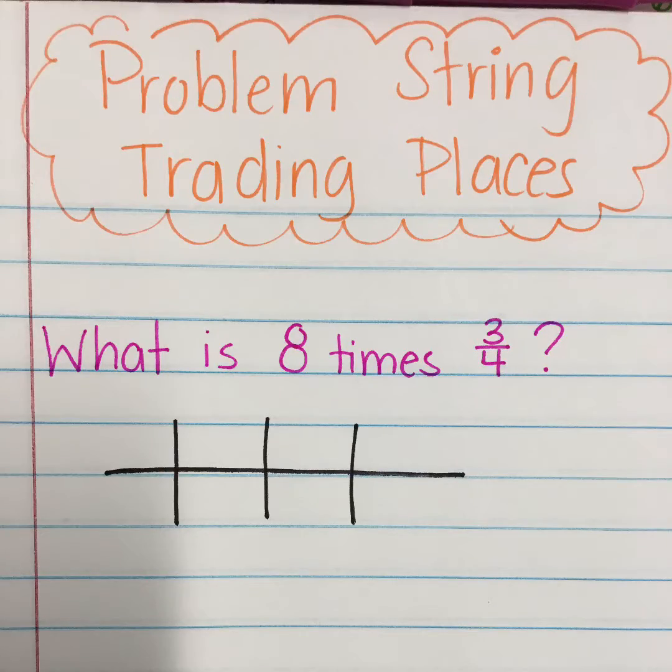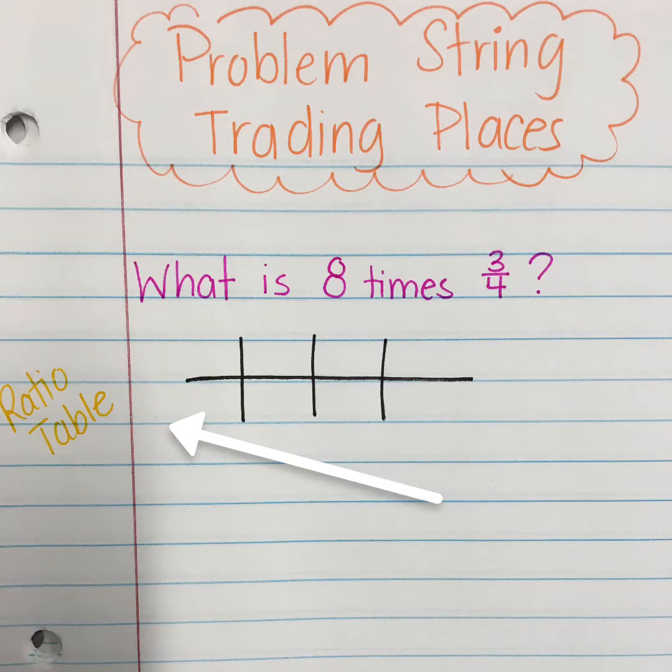The first problem we're going to work with today is what is 8 times 3/4? Remember, as we're multiplying a whole number by a fraction, we have several strategies that we've already discussed that we can use. The first one I'm thinking, hint, hint, hint, is called a ratio table. Think about what numbers you're going to put in the first column of your ratio table.